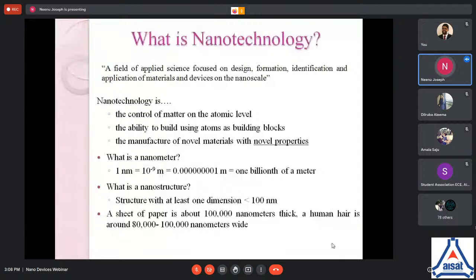And what is a nanometer? As we all know, this is equal to 10 power minus 9 meter, that is 1 billionth of a meter. What is a nanostructure? A structure with at least one dimension less than 100 nanometers. For example, a sheet of paper is about 1 lakh nanometers thick, and a human hair is around 80,000 to 1 lakh nanometers wide.